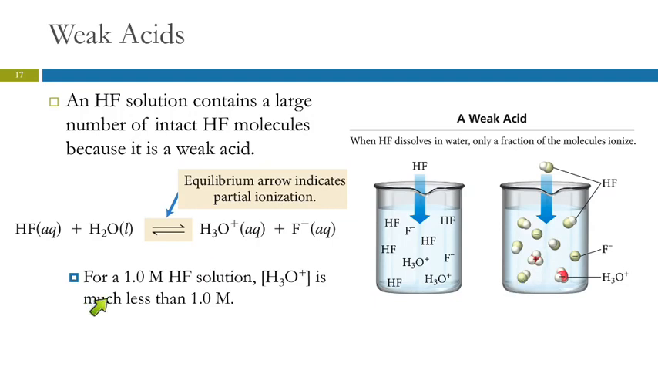So if we're looking at concentration of hydronium ion for a 1 molar HF solution, the hydronium ion concentration is going to be a lot less than that because only a portion of the HF molecules ionize. Does that make sense?